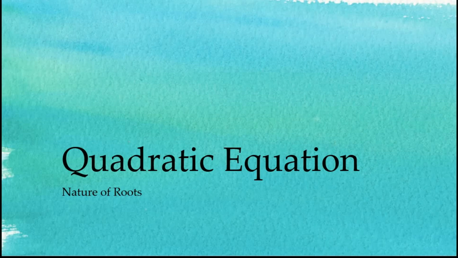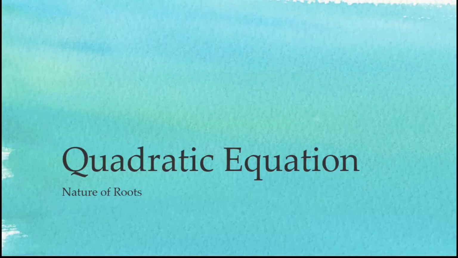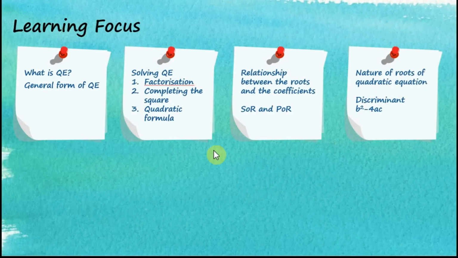Quadratic equation, natures of roots. In previous lessons, we have discussed the relationship between the roots and the coefficients, and we learned that the relationships are given by the sum of roots and the product of roots. In these videos, we are going to discuss the natures of roots of quadratic equations, and the natures of roots of a quadratic equation is determined by the discriminant b squared minus 4ac.